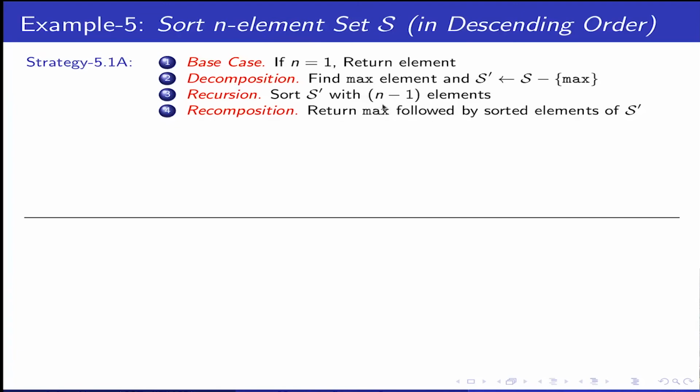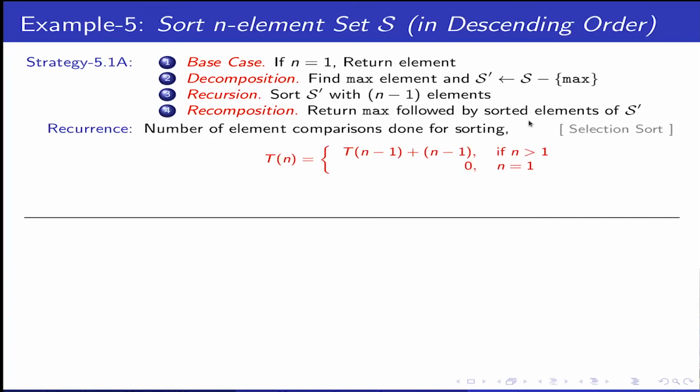Finally, when the recursive call ends, it will give me sorted n-1 elements. I will just put them one by one. I first put the max in the set. So this is a recursive strategy. It is indeed the selection sort, if you try to remember.